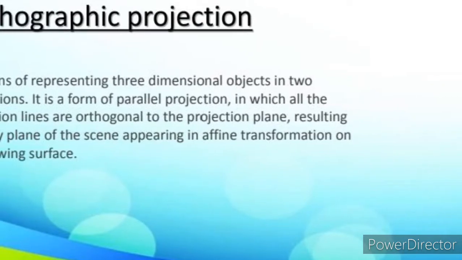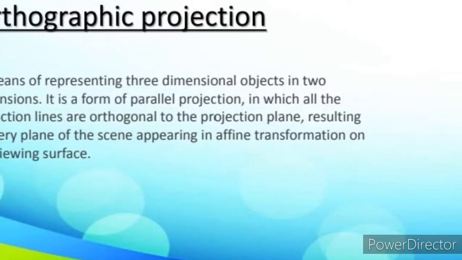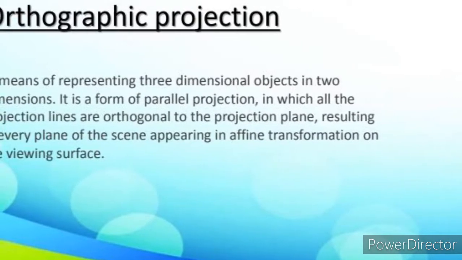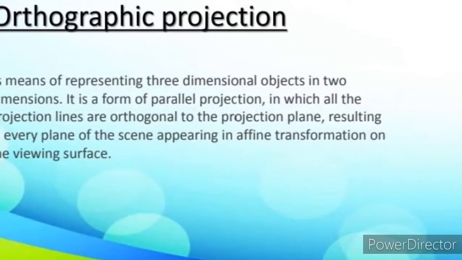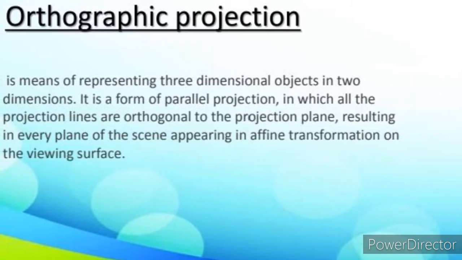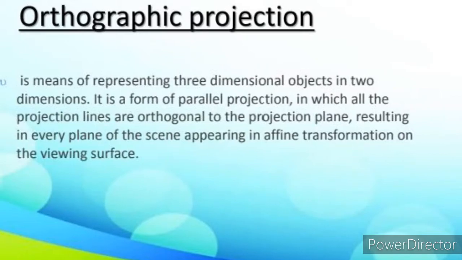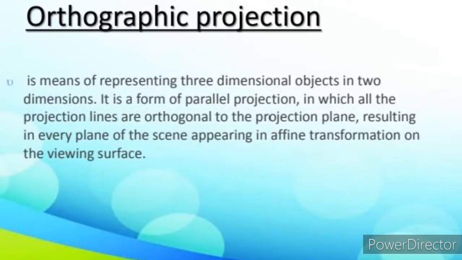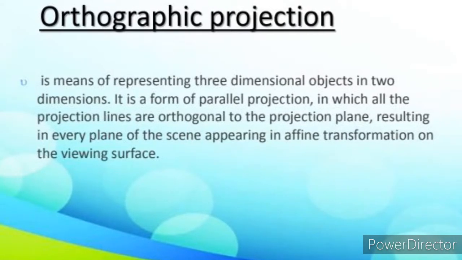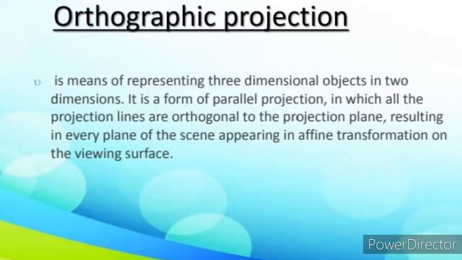Object in two dimensions. It is a form of parallel projection in which all the projection lines are orthogonal to the projection plane, resulting in every plane of the scene appearing in an affine transformation of the viewing surface. 10 Principles of Orthographic Drawing. Before sketching an orthographic drawing of a particular object, one should first understand its principles for an accurate drawing. The following are the 10 principles of orthographic drawing.